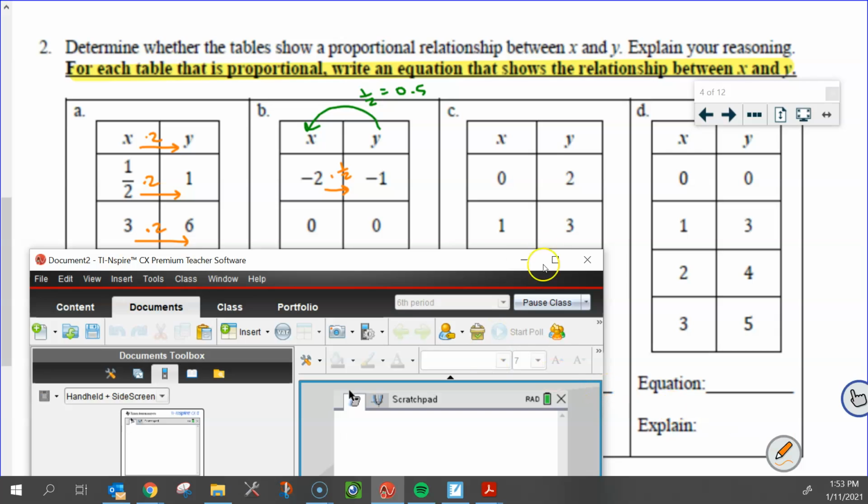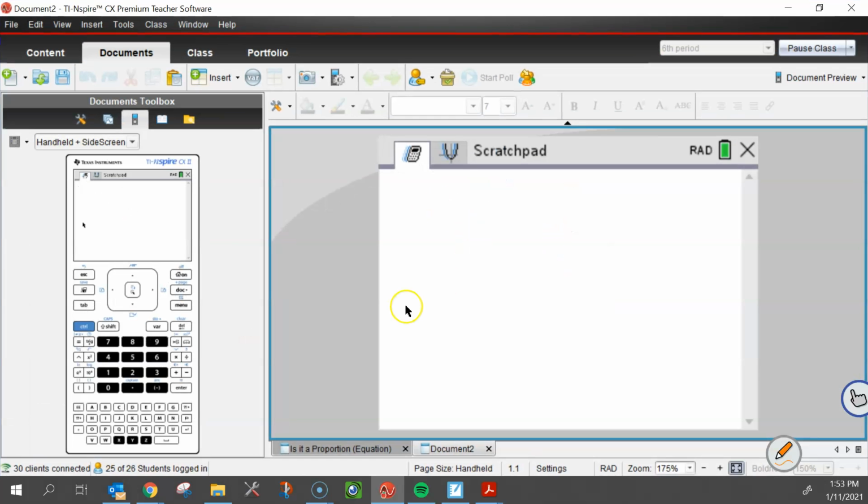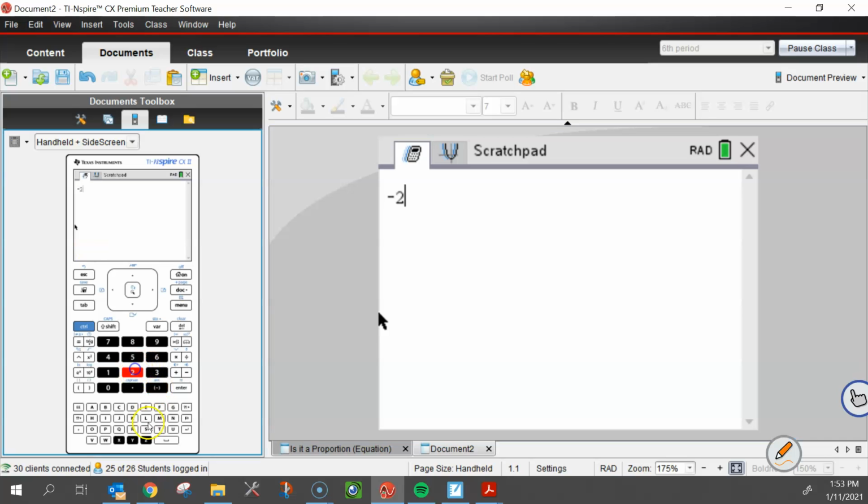This is what you should do. Where's the negative sign? Hint, it's not this one. That's your subtraction sign. Your negative sign is below the 3. -2 times, I'm going to type in that fraction 1/2. -2 times the fraction 1/2. I really hope that it gives me a -1, because if it gives me a -1, then it's going to be proportional. Is it? Yep, it is.